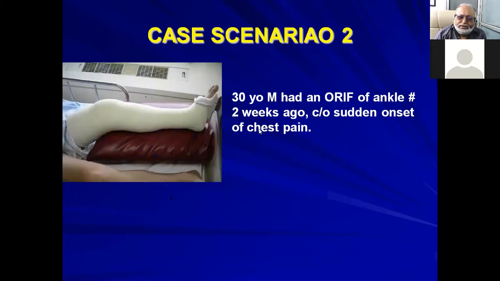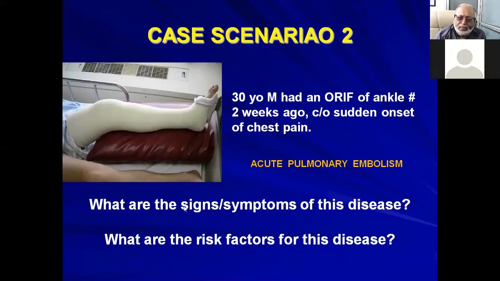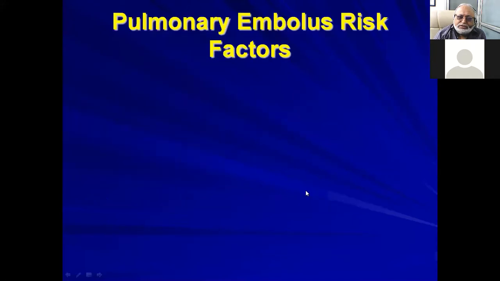Coming to the second case. This is a 30-year-old male who had an open reduction and implant fixation of an ankle fracture 2 weeks ago. He's in the orthopedic ward, and you are asked to see him because he complains of sudden onset of chest pain. Now, this is a classical scenario of an acute pulmonary embolism. So, what are the signs and symptoms of this disease, and what are the risk factors of this disease?